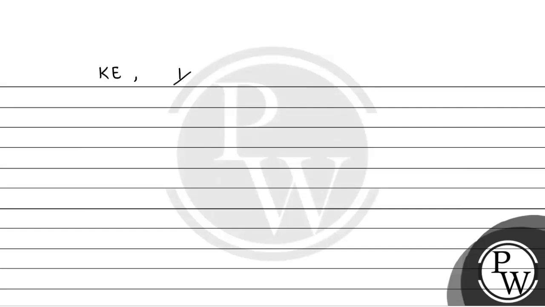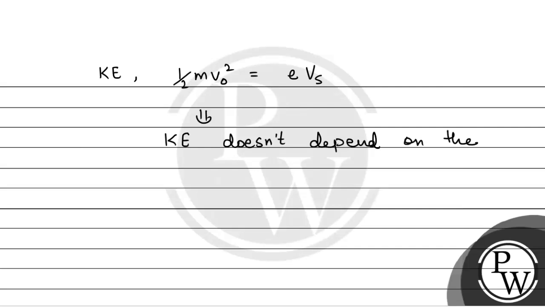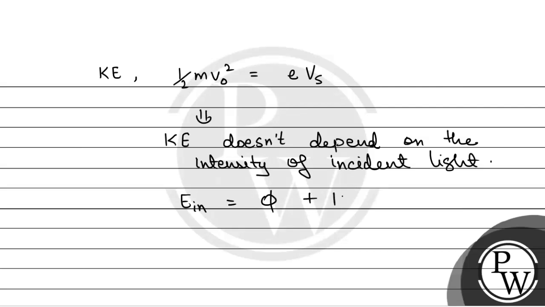Kinetic energy, which is half m v naught square, where v naught is the maximum velocity, is given by e into Vs, where Vs is the stopping potential, and kinetic energy does not depend on the intensity of incident light. And according to the photoelectric equation, we have energy incident is equal to work function of the metal plus kinetic energy.